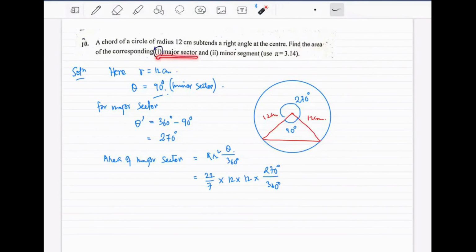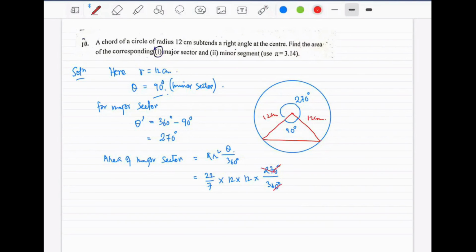Question one's for the major sector. All right. That means you have to take this whole thing. You have to take the whole portion, and this angle will be how much? 270. Where did the 270 come from? The total is 360 degree. If you take away 90, the remaining is how much? 270. Okay, time to do cancellation.